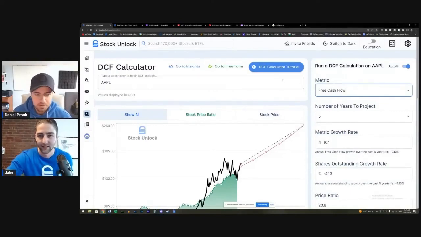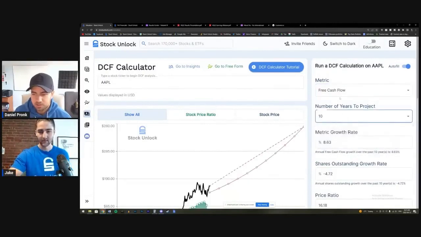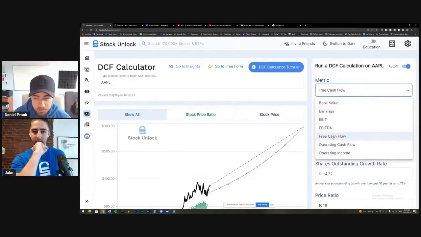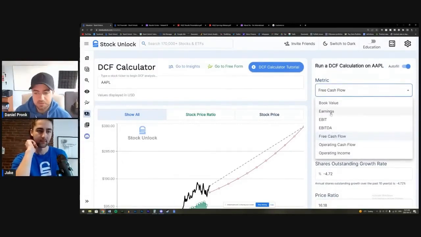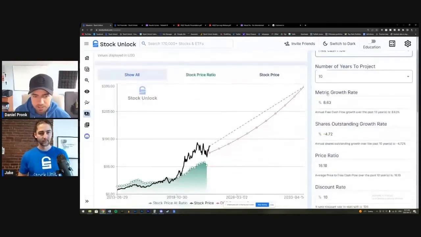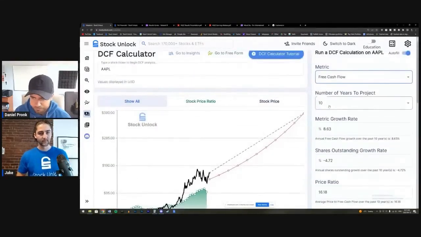Okay, so for Apple, I like to look at the free cash flow, and I'm going to use 10 years. I like to have a little bit longer of a time frame. So what our discounted cash flow calculator is going to do is you can select the metric you want to use. We have a couple of videos on our Stock on the Lock YouTube channel going through when I believe you should use earnings, free cash flow, operating cash flow, all of it. Those are very in-depth videos if you want to know what metric to focus on. So with Apple, I believe free cash flow is the best. Again, I want to project out 10 years.